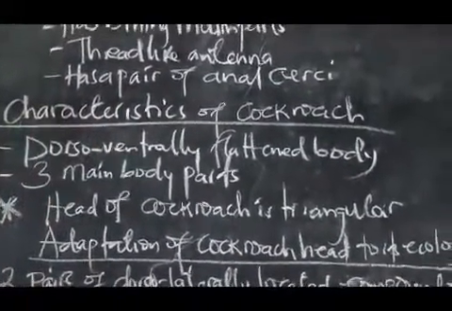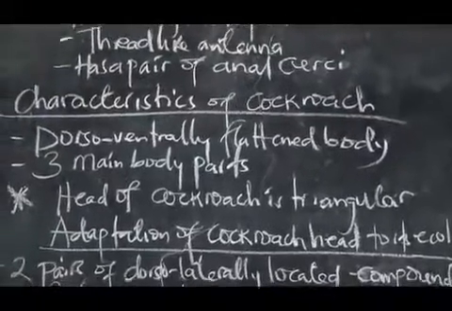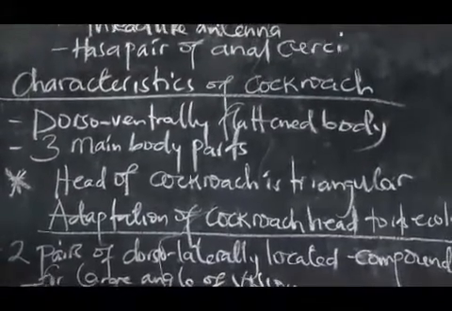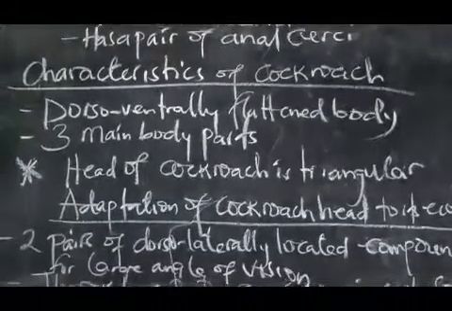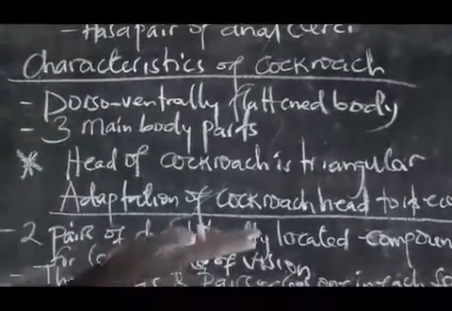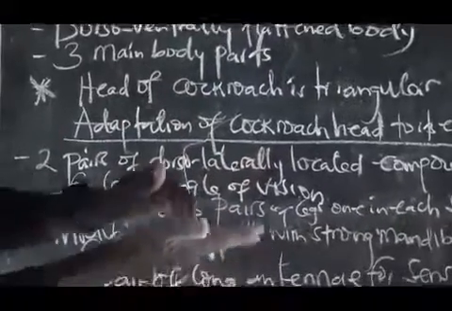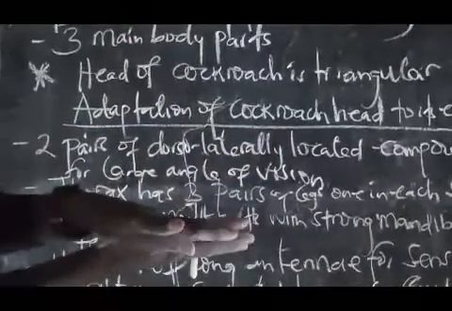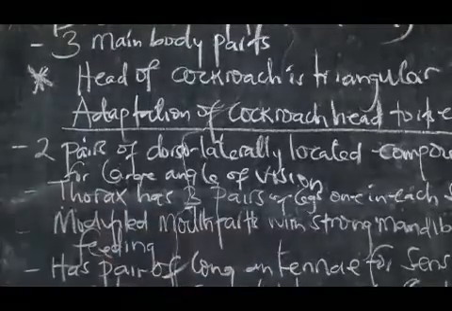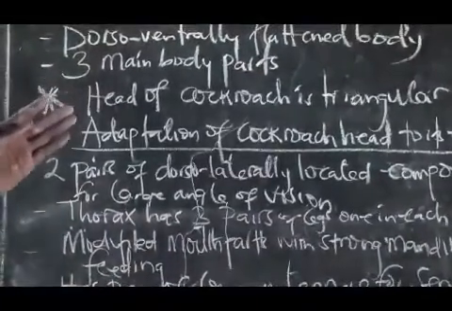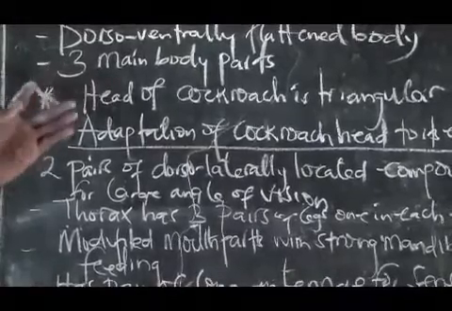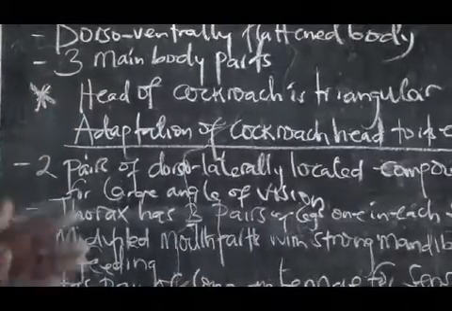and then has a pair of anal cerci. Now, characteristics of a cockroach. How do we know that this is a cockroach? One is that it has a dorsoventrally flattened body. This is ventral, this is dorsal. So it is dorsoventrally flattened so that it can pass through cracks. That is an adaptation that allows it to enter cracks. Now, it has three main body parts. We say the head, the thorax, and the abdomen.